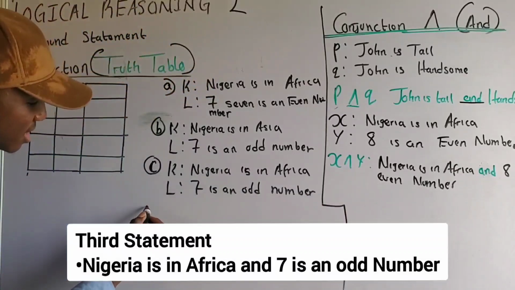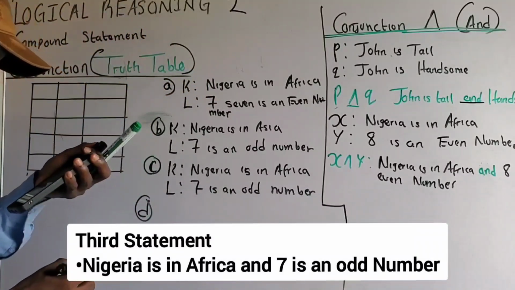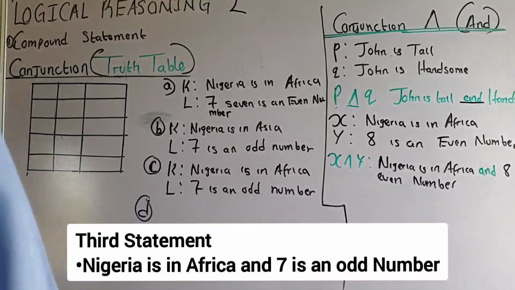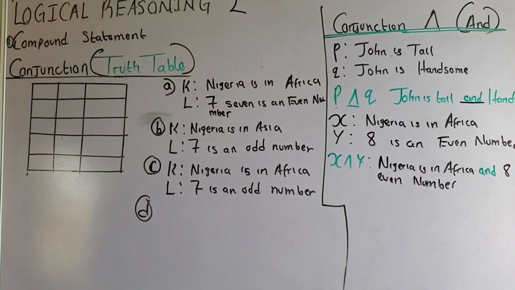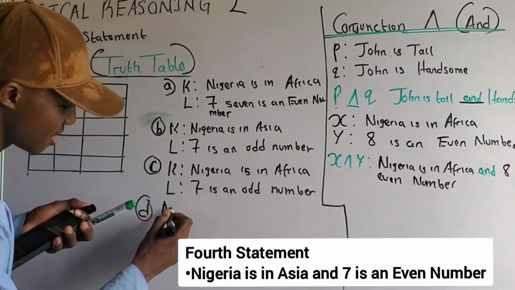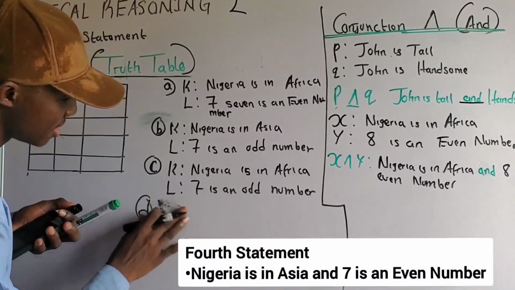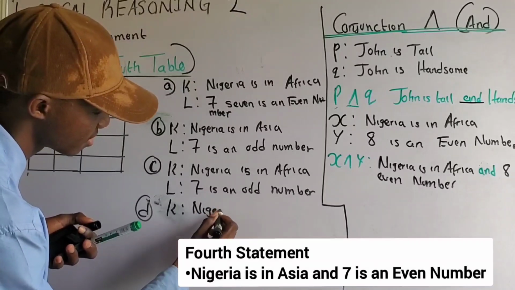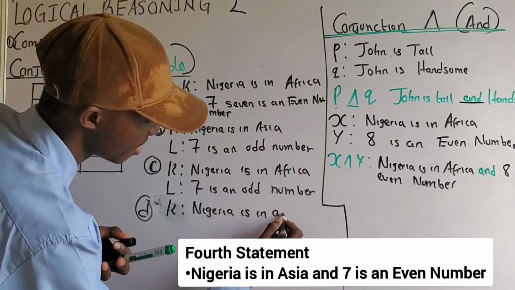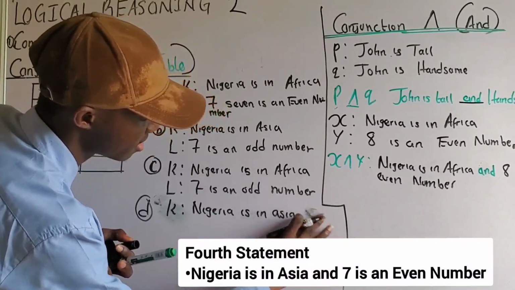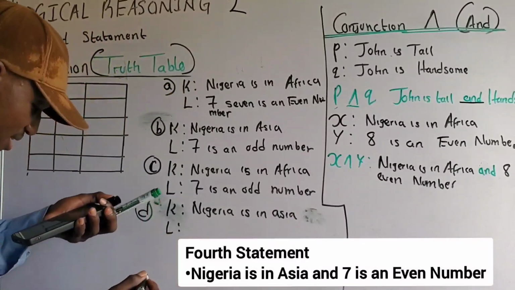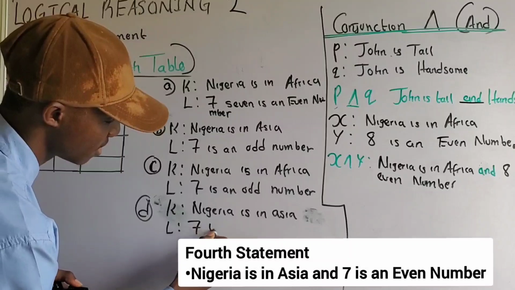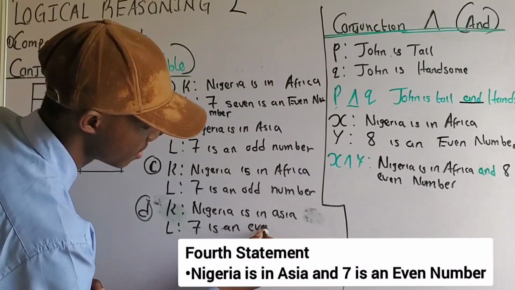Then let's look at the last statement, which is statement D. Nigeria is in Asia and 7 is an even number. K represents Nigeria is in Asia, and L represents 7 is an even number.